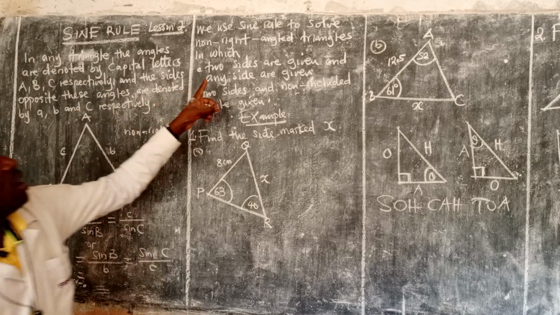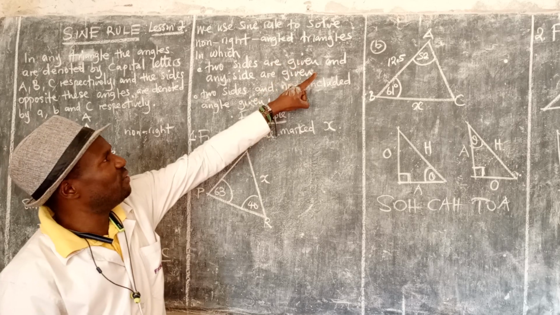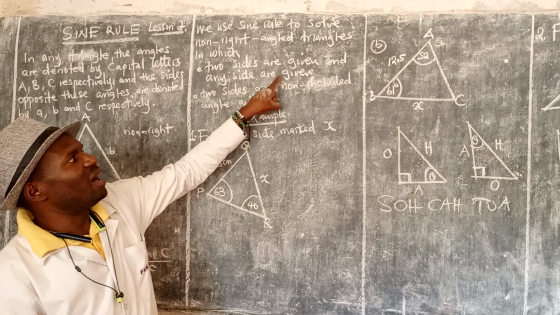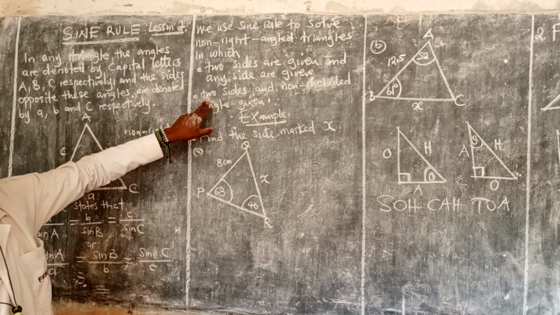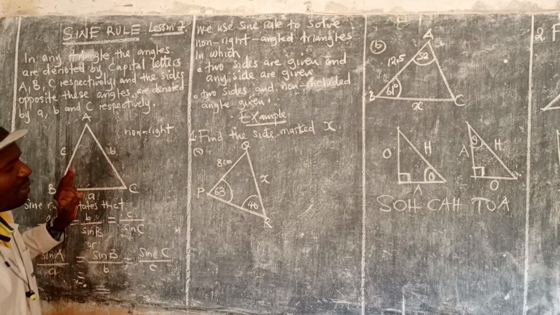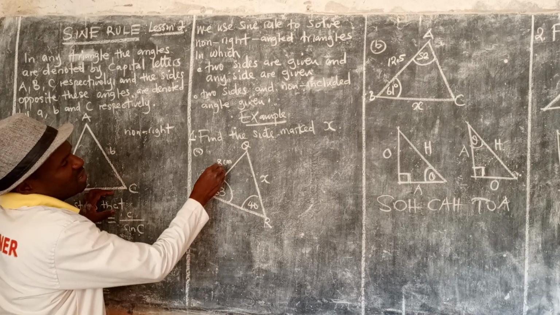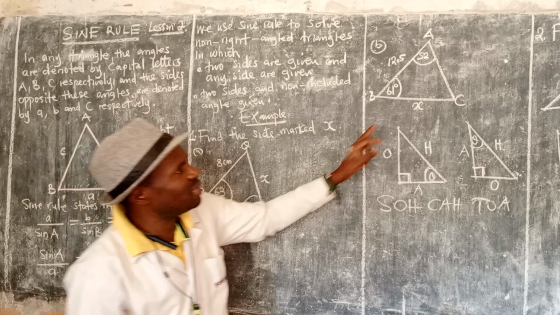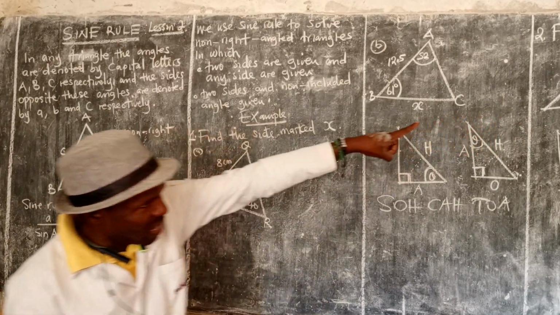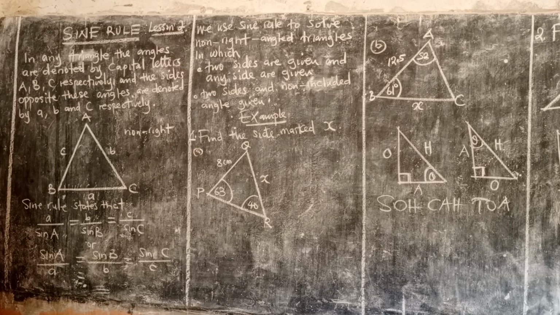When do we use the sine rule? We use it when you are given 2 angles and one side to find the other side, or when you are given 2 sides and a non-included angle, to find the other angle. That's when you can use the sine rule. So you identify what you've been given, and from there you can use the sine rule. It's very simple.